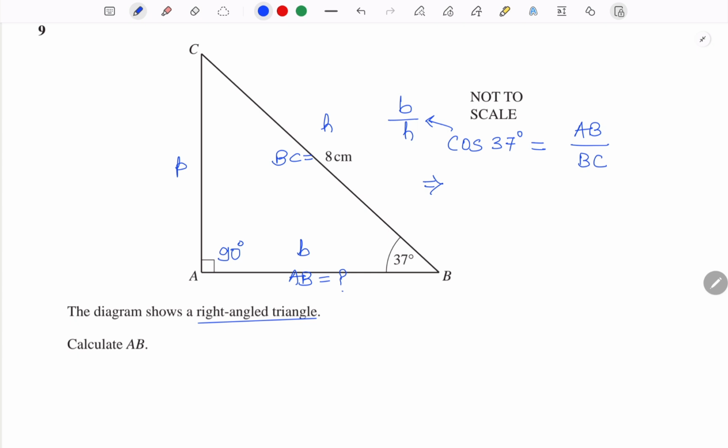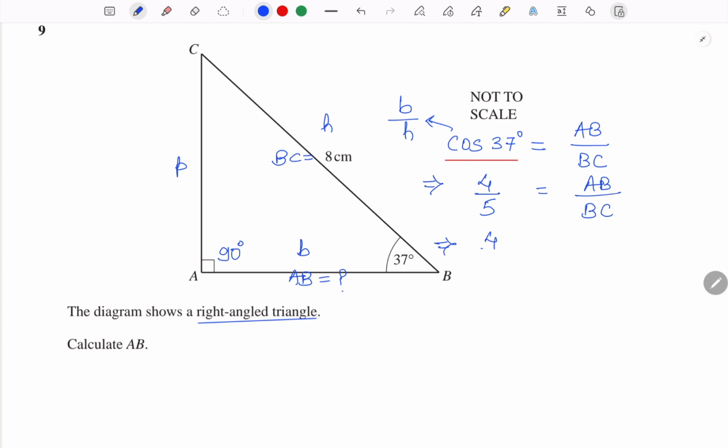Now, we can either use our calculator to find out the value of cos 37, but if you don't want to use calculator, see, cos 37 degree is approximately equal to 4 divided by 5. You can check it using your calculator. It will be approximately equal to 0.8. You can equate this with AB divided by BC.